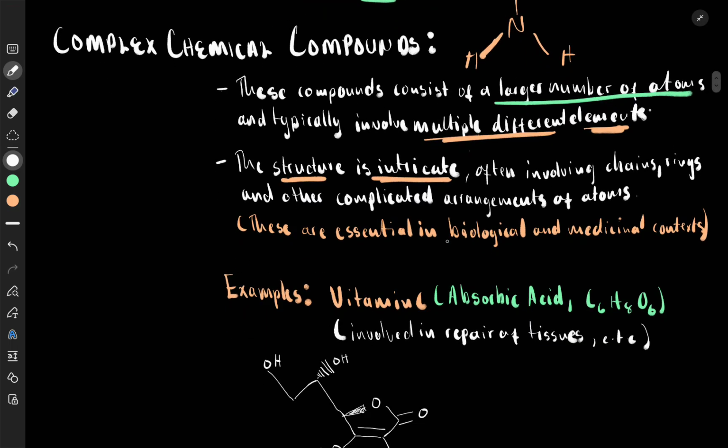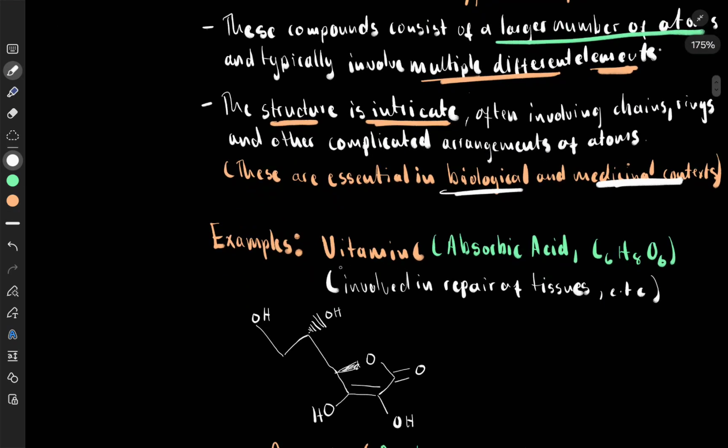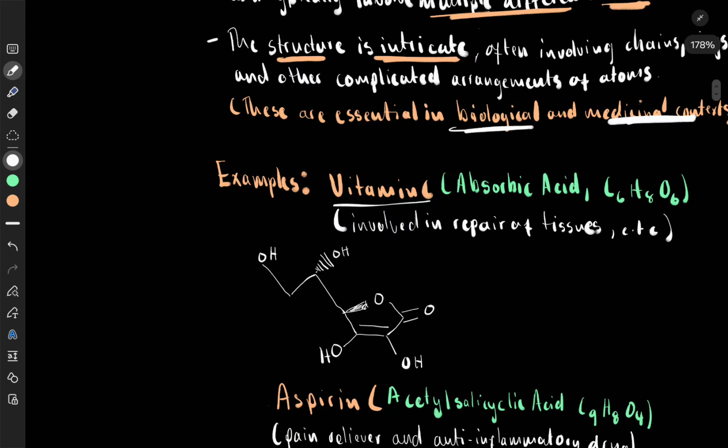The complex ones are actually very useful to us when we talk about medicine, because they are your drugs. They're important things. Or in biology, there'll be some very important substance, for example, vitamin C. Vitamin C is also called ascorbic acid, and it helps in repairing your tissues.